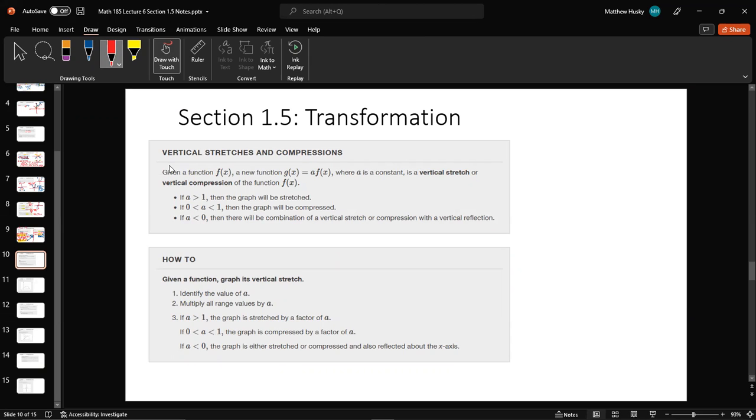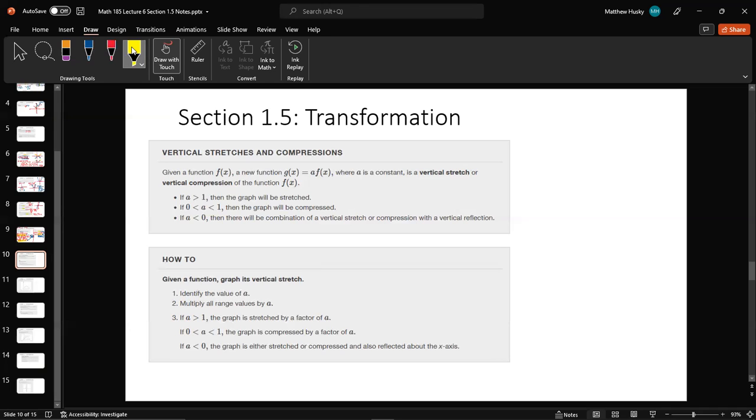So you can either stretch it out and make it taller, or alternatively stretch it out and make it wider, or you could make it compressed. So you could compress it and make it shorter, or you could compress it and make it thinner. So again, the same general trend is true for a lot of these.